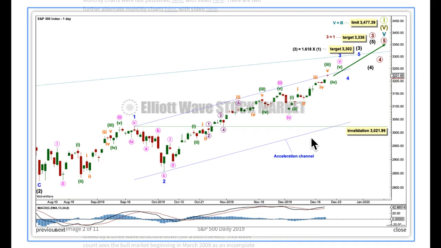Keep redrawing this acceleration channel. Draw it from 1 to the last high, place a parallel copy on the end of 2. The lower edge will be support, eventual support for minor wave 4.